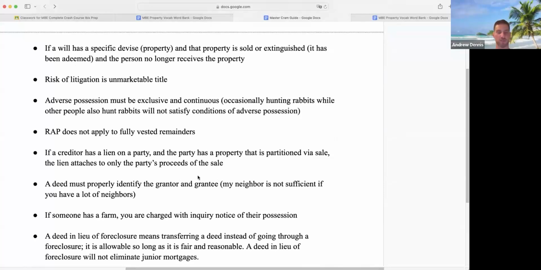Adverse possession must be exclusive and continuous. Saffron's favorite question. Occasionally hunting wabbits while other people also hunt wabbits will not satisfy the conditions of adverse possession because it's not exclusive nor continuous.